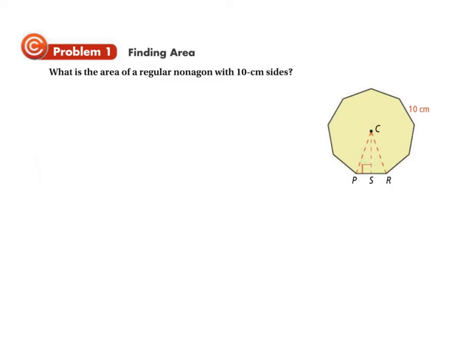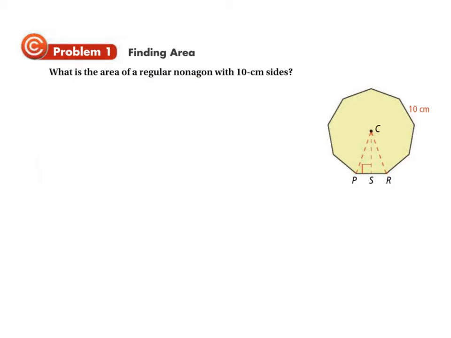Okay, so the first problem, very similar to what we just did in terms of finding the area of a triangle. What is the area of a regular nonagon, 9-sided, with 10 centimeter sides? So you see that they're giving it a 10 centimeter side. We've got a 9-sided figure. Okay, and what are we trying to do? Well, we're trying to section this off.